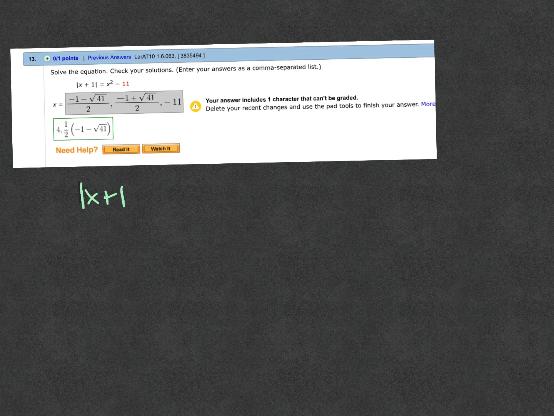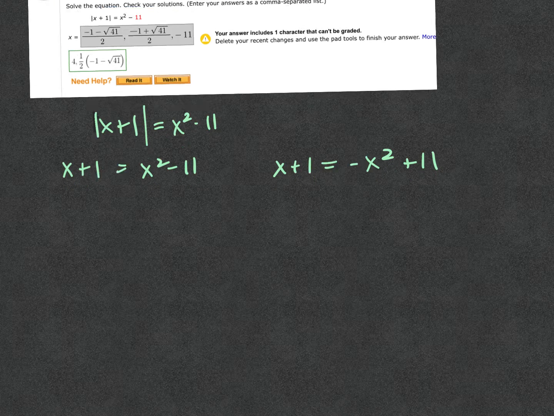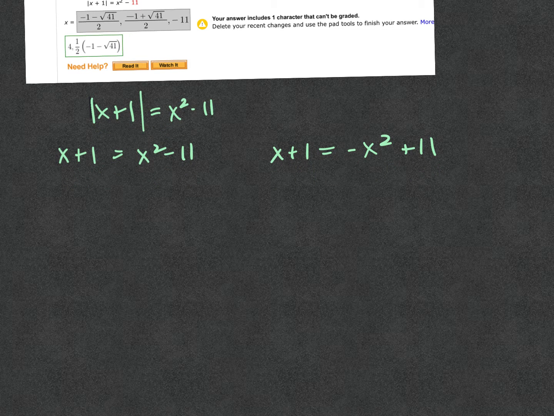Absolute value of x plus 1 equals x squared minus 11. So I'd do x plus 1 equals x squared minus 11. And then I would do x plus 1 equals negative x squared plus 11, so change the sign on both. Then I want to get everything to one side. On the left one, I'm going to move it to be with the x squared, so I keep that positive.